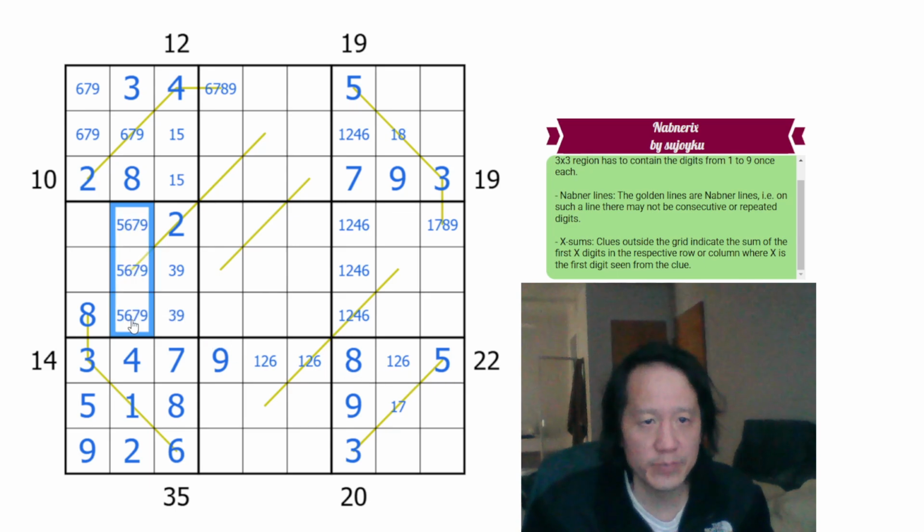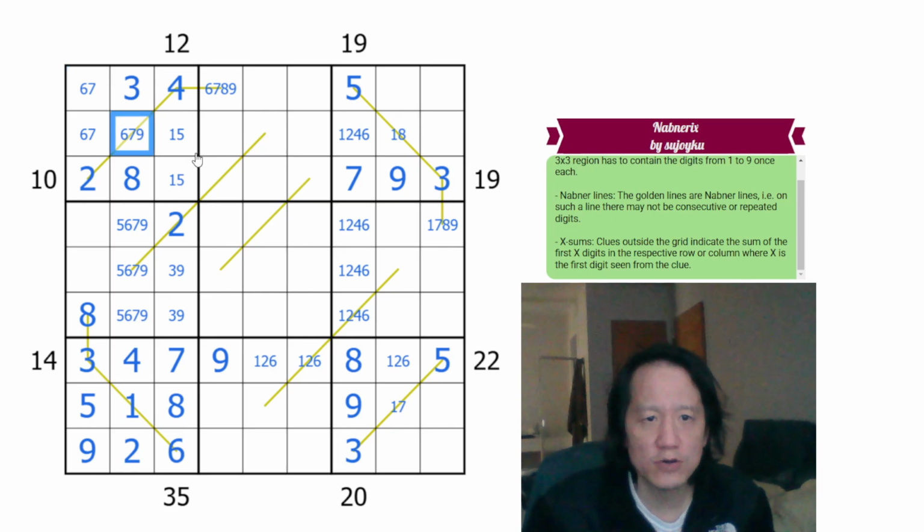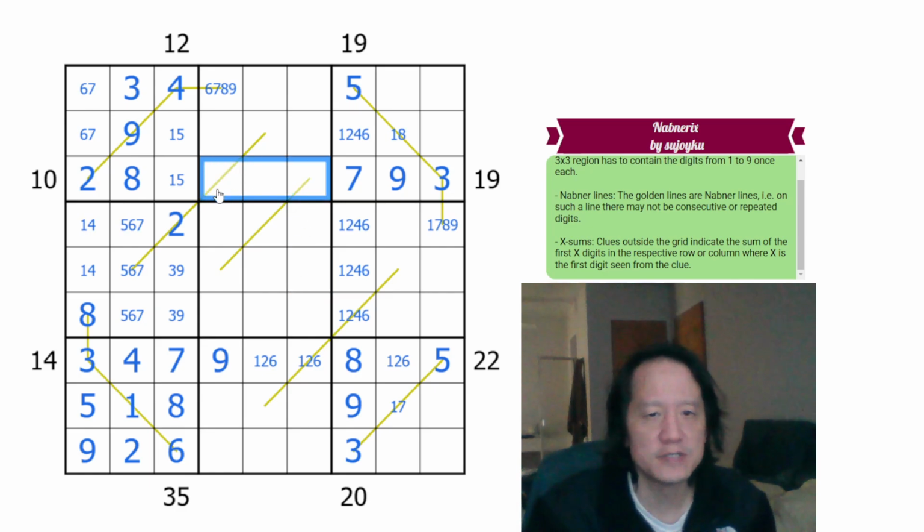But the 9 can't be here. Oh, these two can't be 9. Whereas a 9 in box 1, it can only be here. So this can't be 9. This is 5, 6, or 7. This has to be 1 or 4 here. The rest of these 3 cells can be 1 or 5, or 4 or 6.